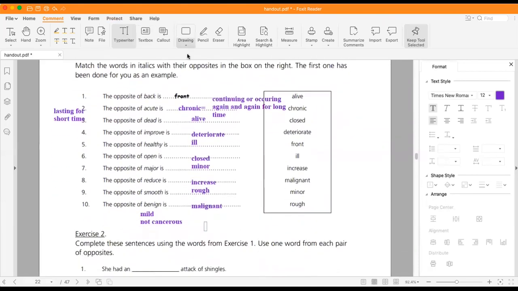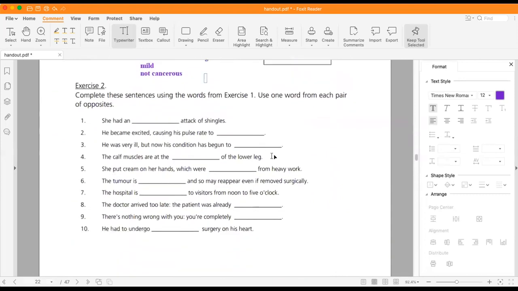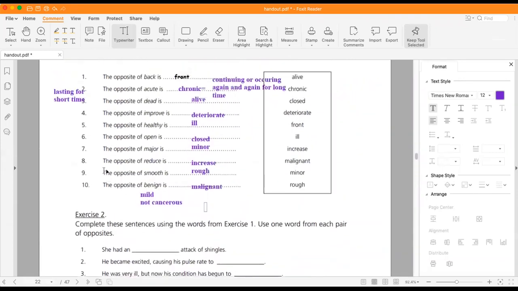So we will use these vocabulary. We have 20 vocabulary. We will put them here in these gaps. All right. We have here 10 gaps. We will choose from these 20 vocabulary 10 vocabulary.